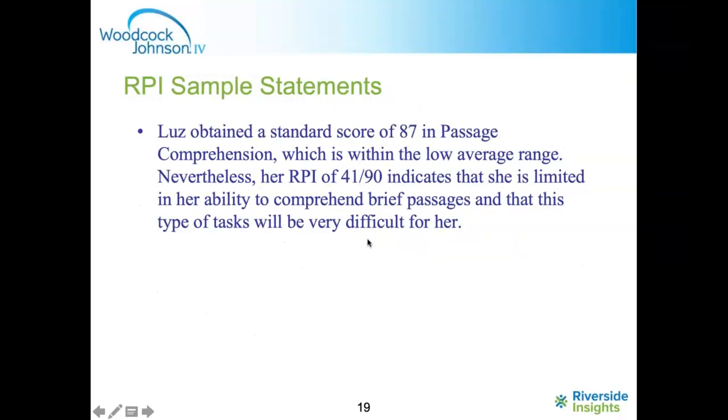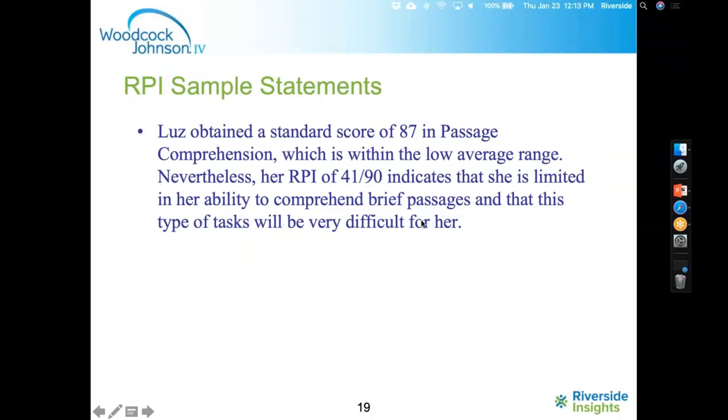Here's an example where we use the RPI in tandem with the standard score. Luz obtained a standard score of 85 in passage comprehension, which is within the low range. Nevertheless, her RPI of 41/90 indicates that she is limited in her ability to comprehend brief passages, and that this type of task will be very difficult for her.